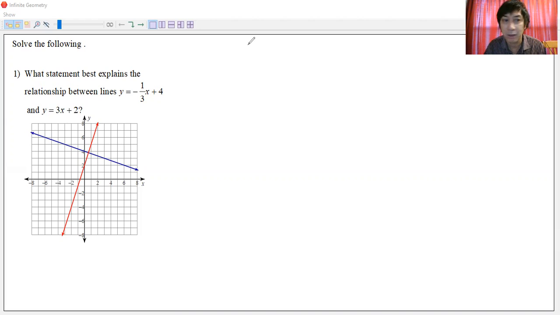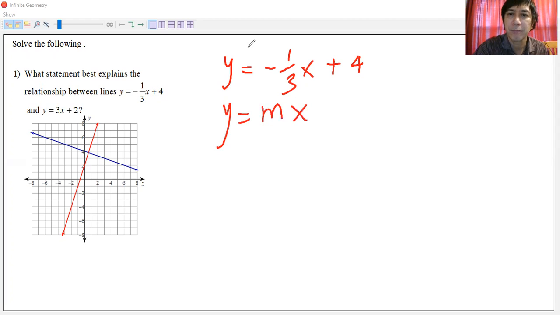So they look perpendicular. That means they're forming right angles. They're at right angles to each other. And we shall examine the slopes here. All right, so the first line is y is equal to negative 1/3 x plus 4. And you can see the format is slope intercept form. And that's of this form. And we can compare the equation and the formula. And we have the slope here, which is negative 1/3.